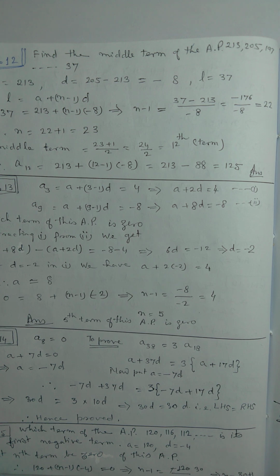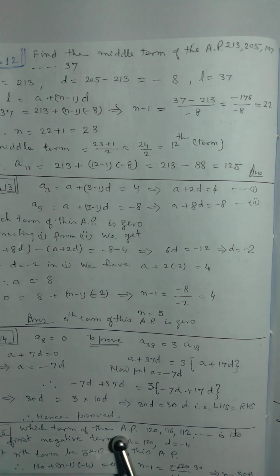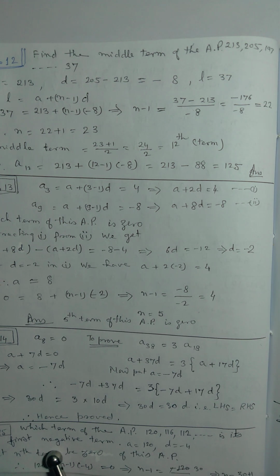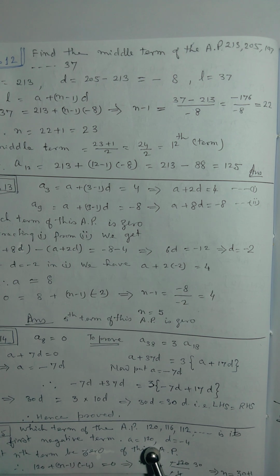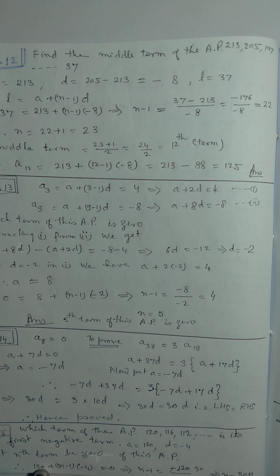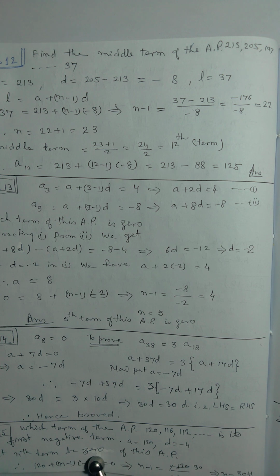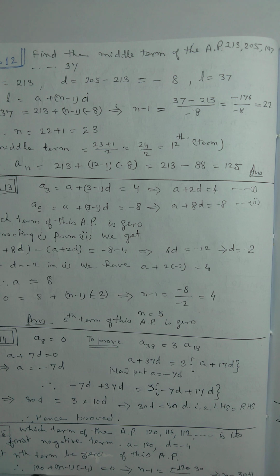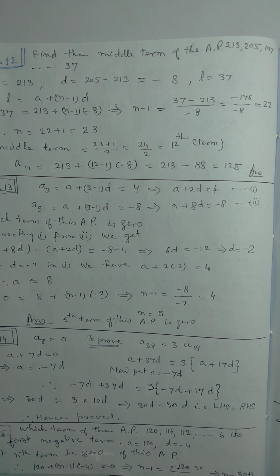Which term of the AP 120, 116, 112 and so on is the first negative term? So which term of the AP 120, 116, 112 is its first negative term? A is equal to 120, means the first term is 120, common difference is minus 4. Let the nth term be 0. First of all, we find out the nth term, which is 0, of this AP. So that will be 120 plus n minus 1 into minus 4, equal to 0.